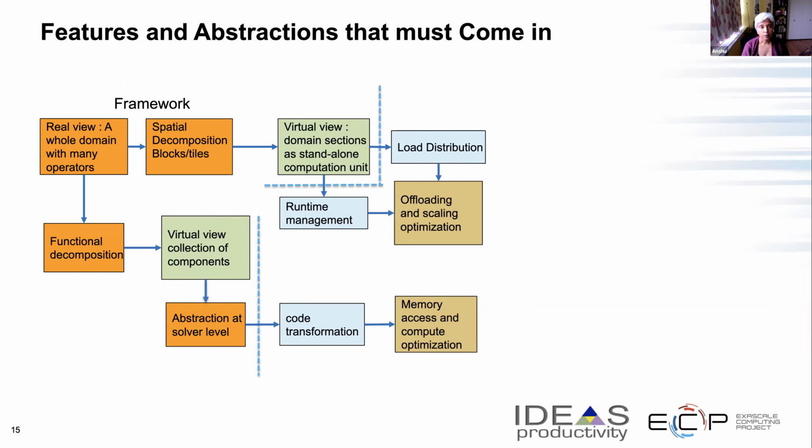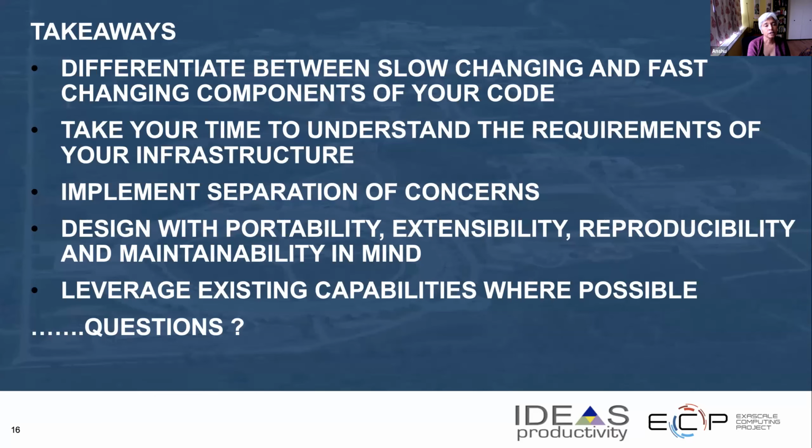So with that, the takeaways from the design that I've outlined so far is that it is important to differentiate between slow changing and fast changing components of your code. For the slow changing components of your code, you should take your time to understand the requirements and design the infrastructure. You should implement separation of concerns. And from the beginning, you should design with portability, extensibility, reproducibility, and maintainability in mind. You should leverage existing capabilities where possible. And with that, I come to the end of this section of the presentation.